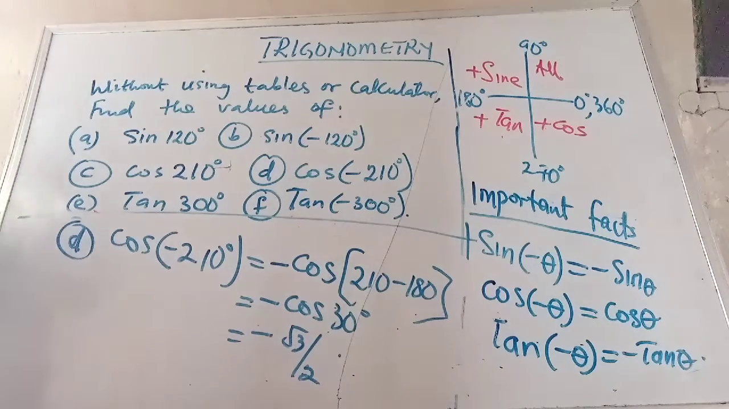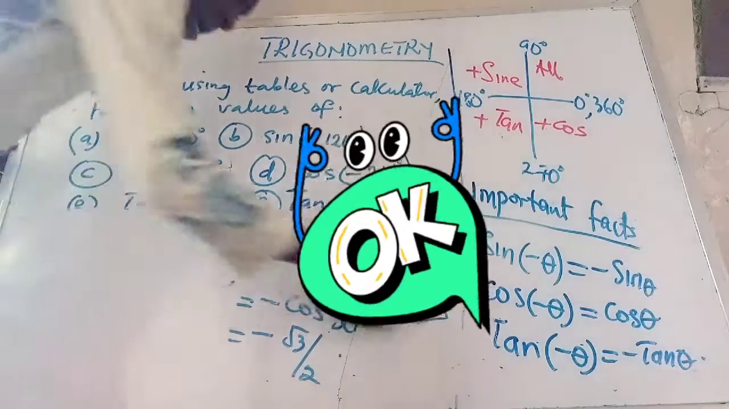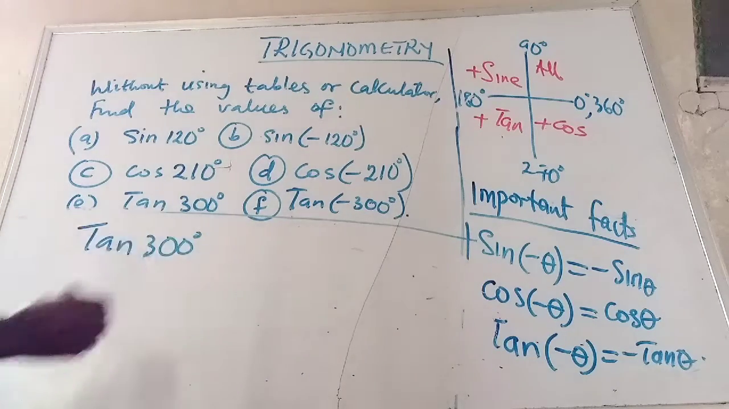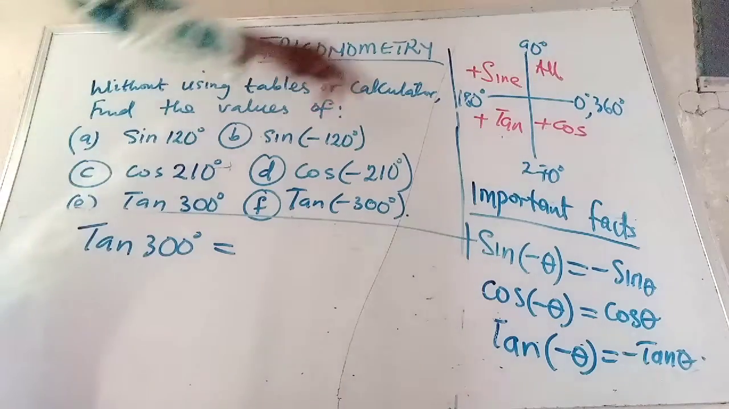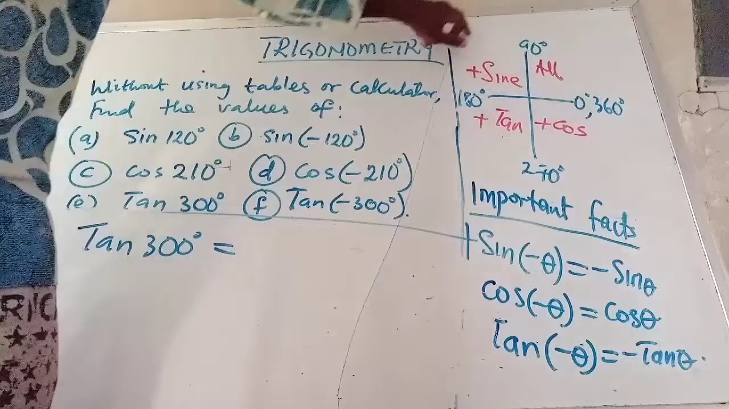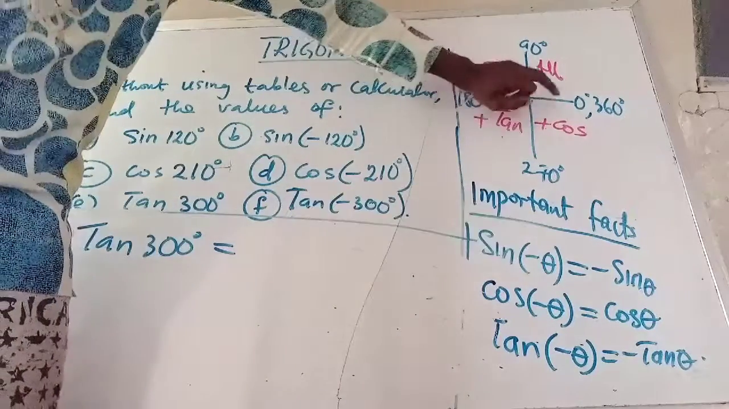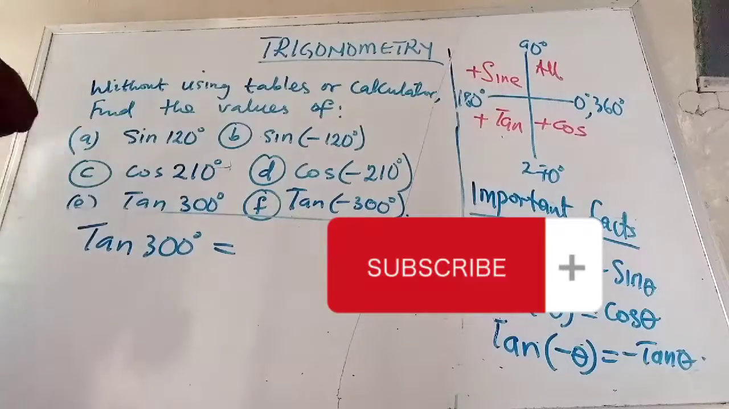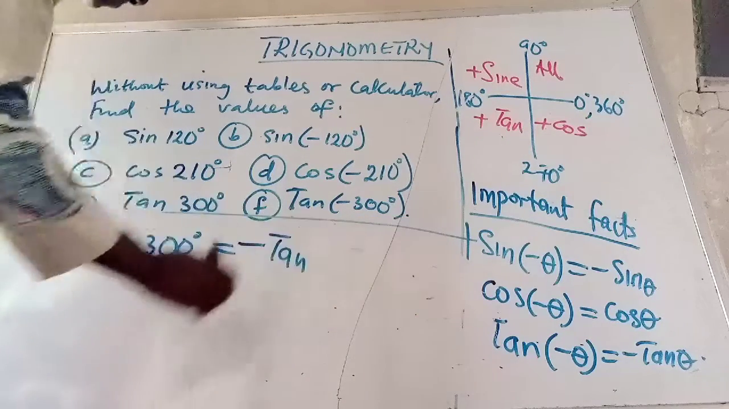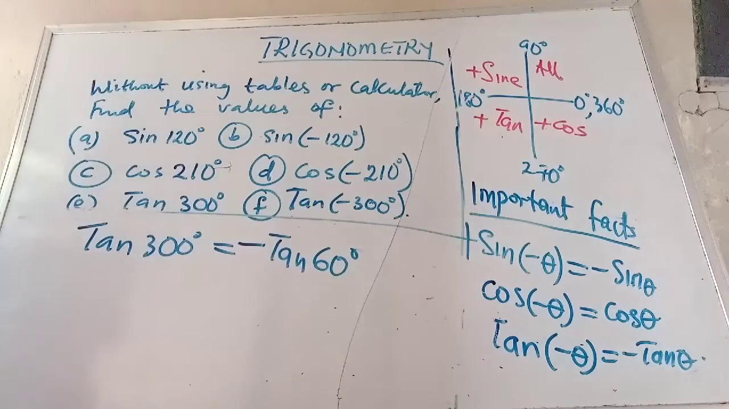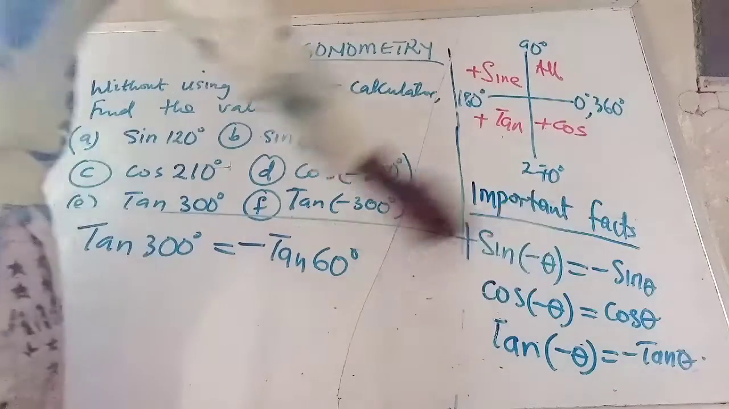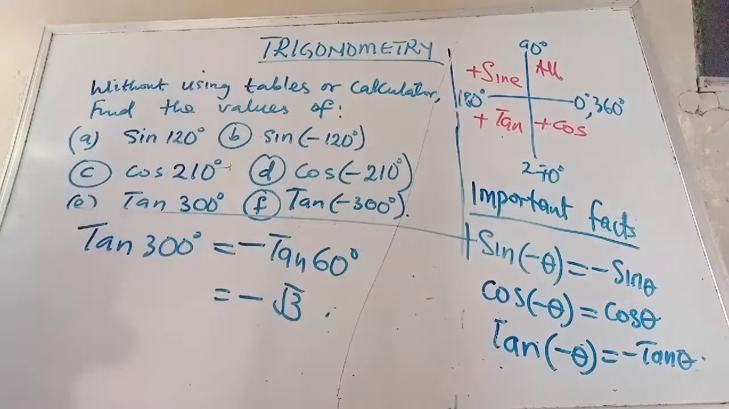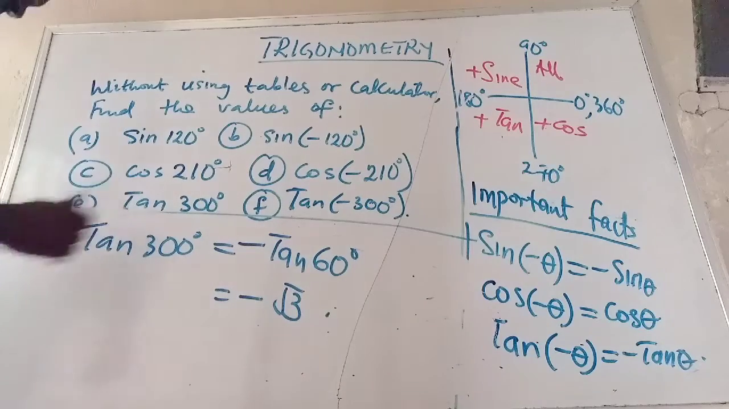Okay, now it is time I move on to tangent of 300 and negative 300. Tangent of 300 degrees. Since it is a positive angle, I will go anti-clockwise from zero. So 300 will fall here. And where it falls, only cosine is positive there. That means the value I'm going to get for 300 must be negative. That means I'll put minus tan, then this will be 60 degrees. Do you know why? Because 300 is not up to 360. You subtract 300 from 360. That would give you negative. Tan of 60 is root 3. That's it.